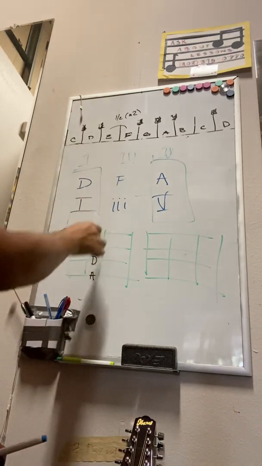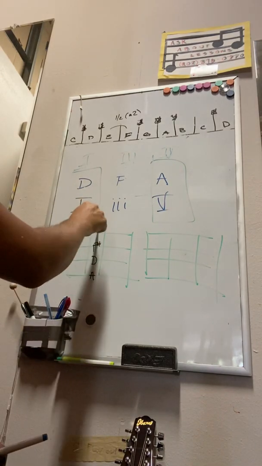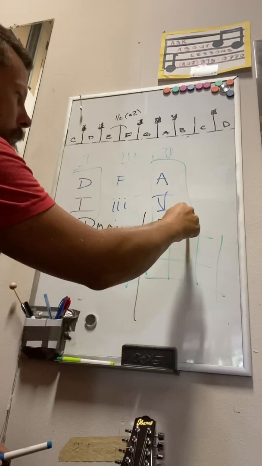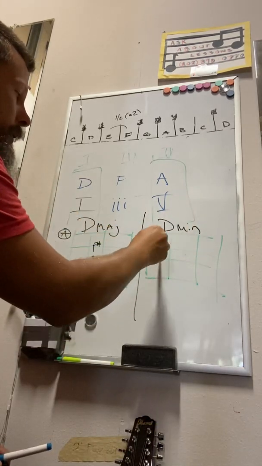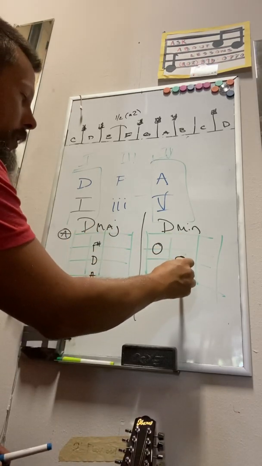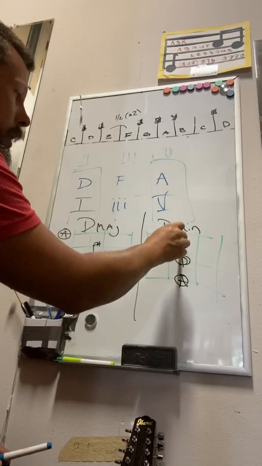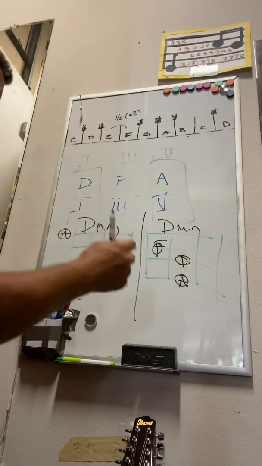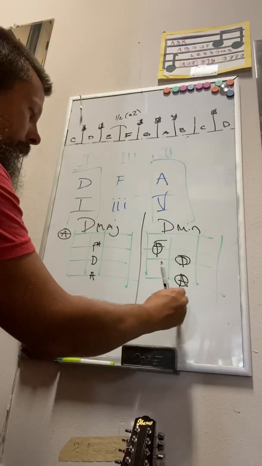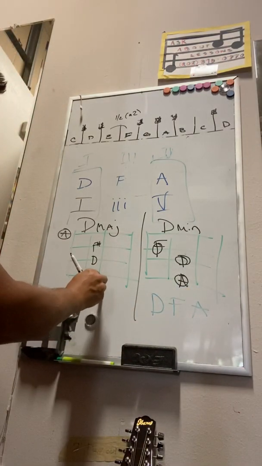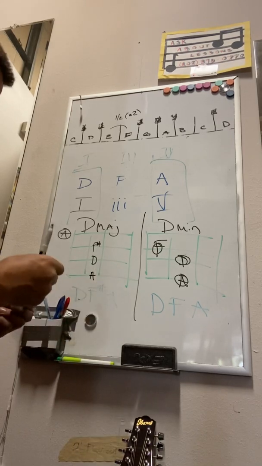So I'd like you to play a D major and then play a D minor. The difference between the two is this note. So when you're still playing a D and an A right here, A and a D, you're no longer playing an F sharp, you're playing an F. So when you play D, F, A, it's a minor. When you play D, F sharp, A, it's a major.